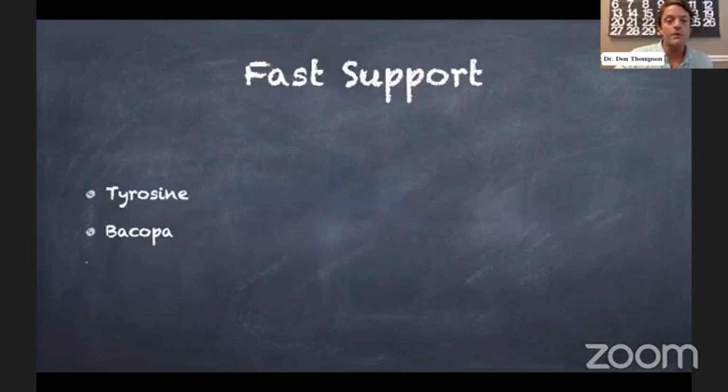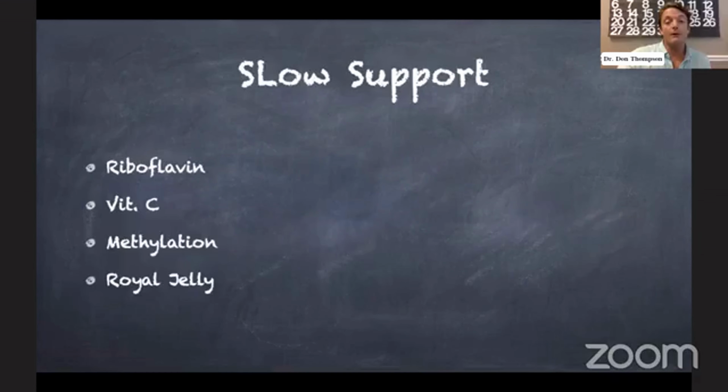So again, the fast support, we've been through this: the tyrosine, the bacopa, riboflavin. Vitamin C is incredibly helpful for lots of things. You can use high-dose vitamin C for all kinds of stuff. The RDA is like 60 milligrams, something like that. I think it's a joke as far as supplementation and actually using it therapeutically. The higher doses are going to be a little bit better.